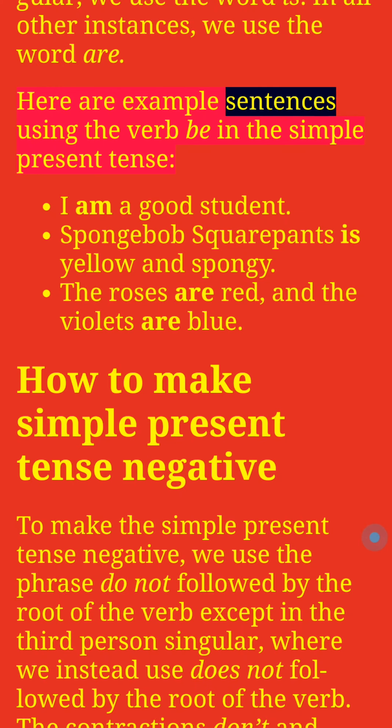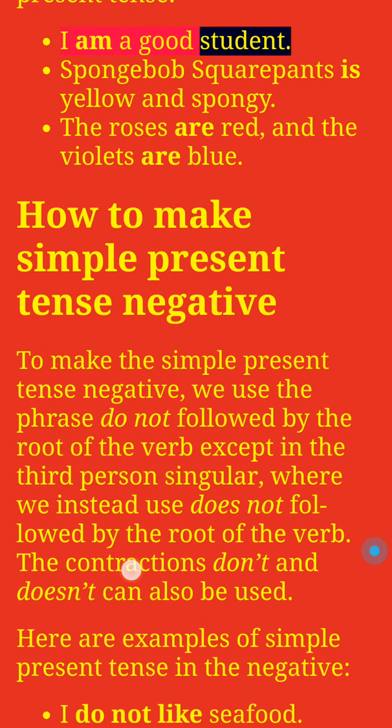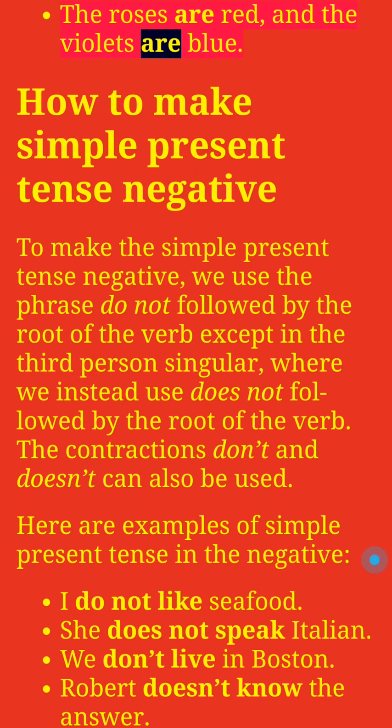Here are example sentences using the verb be in the simple present tense. I am a good student. SpongeBob SquarePants is yellow and spongy. The roses are red, and the violets are blue.